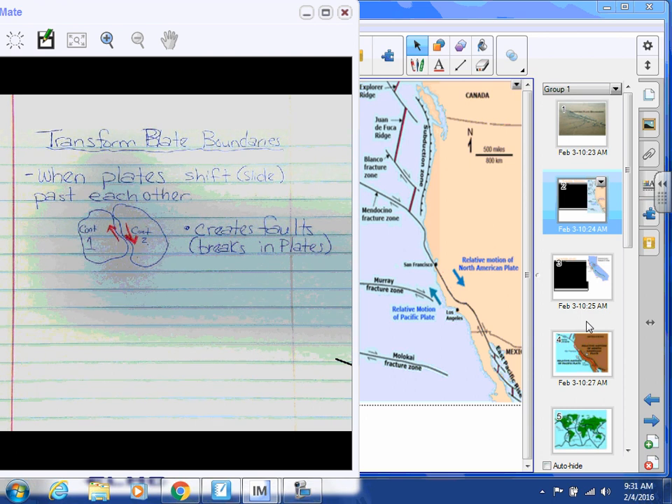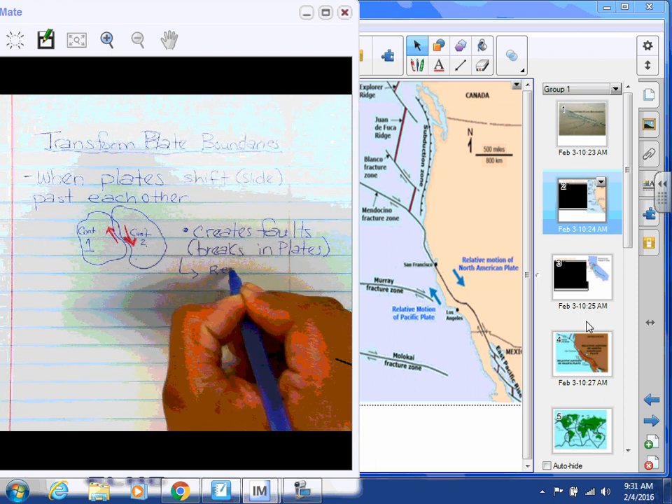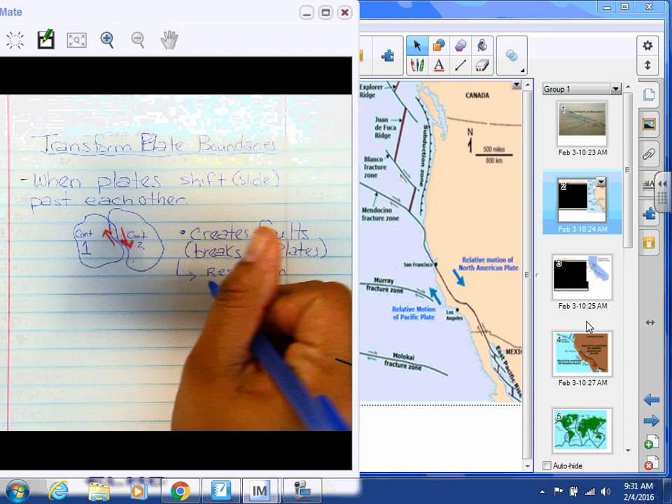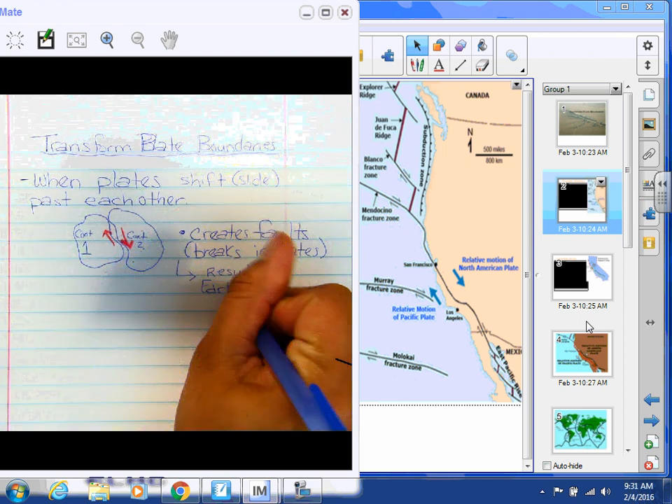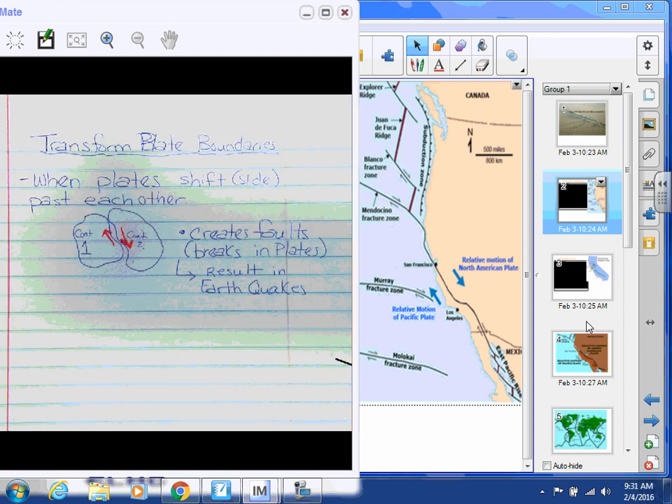All right, so transform plate boundaries create faults, which are breaks in the plates. What event does this cause? Or what does this result in? Earthquakes. Right now, if our continent, where we live right now, were to break, notice that it took some force for you to push those two continents against each other. That force and that movement of the continent is an earthquake.